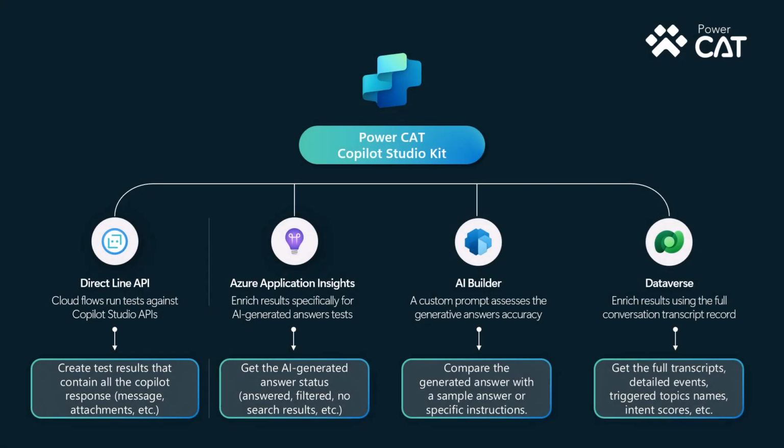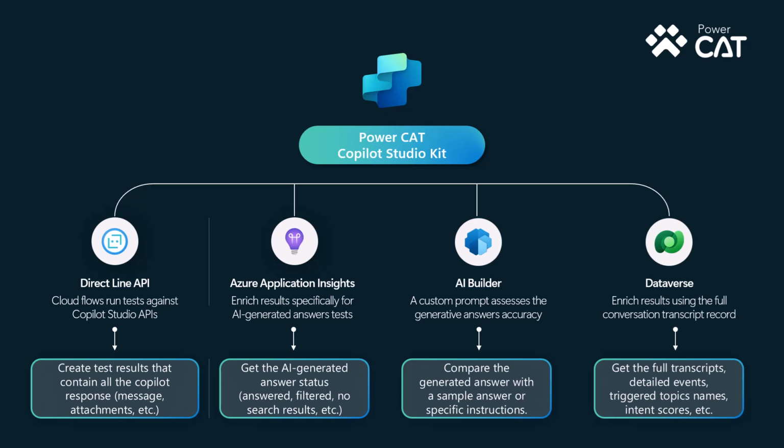Inside of the Copilot Studio Kit, you have the ability to test a Copilot through something we call direct line. And direct line is the way that you can connect to your Copilot and chat with it. If you think about the web chat experience as an example, it uses the direct line API. So it's going to use that in order to do your test. Now, we're also going to have Azure Application Insights that allows you to track and see what's going on within your Copilot itself.